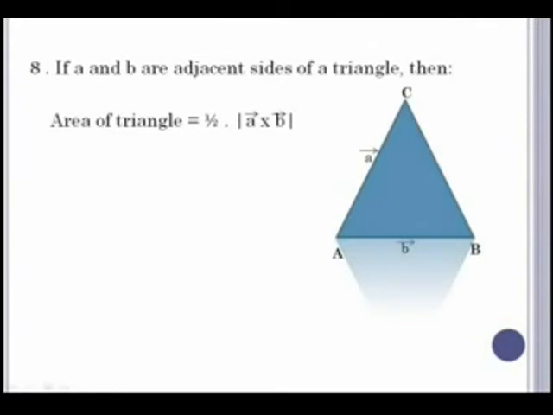The eighth property is if A and B are the adjacent sides of a triangle, then the area of this triangle is equal to 1 by 2 into modulus of A cross B. So let us consider this triangle. We see that AC and AB are the two adjacent sides of this triangle, and AC is given by vector A and AB is given by vector B. Then the area of this triangle is equal to 1 by 2 into modulus of A cross B.